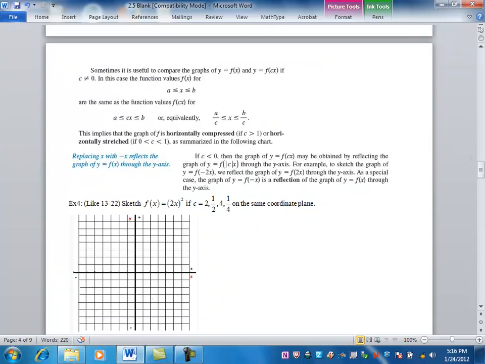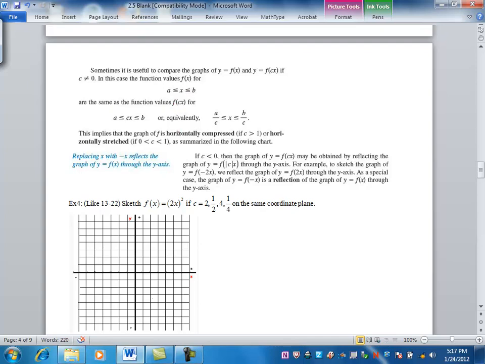Now we have shifted graphs up, down, left, right, and we've even done some shrinking and compressing vertically here. We'll notice that if we have y equals f of x and y equals f of c times x, as long of course as c is not 0, if x is between a and b, for a less than x less than or equal to b, are the same as the function values of f of c of x.